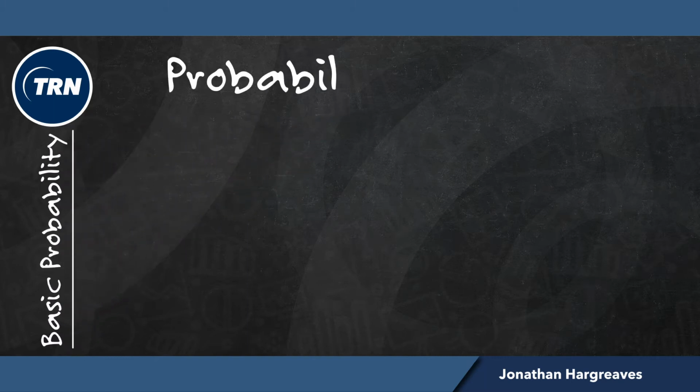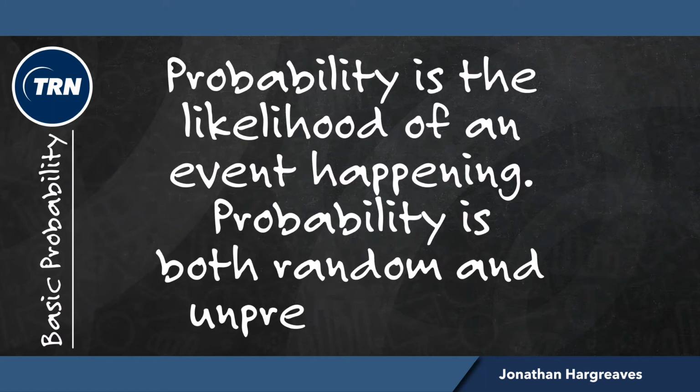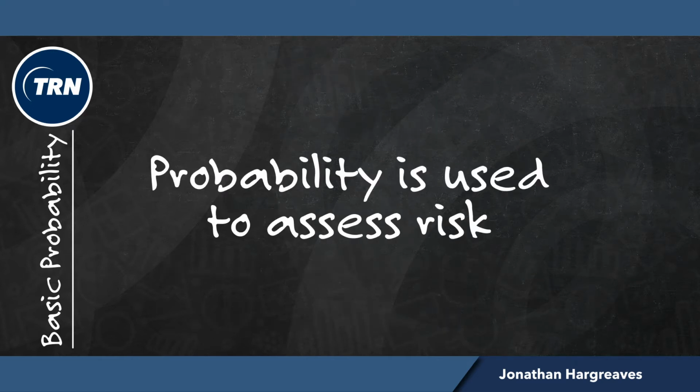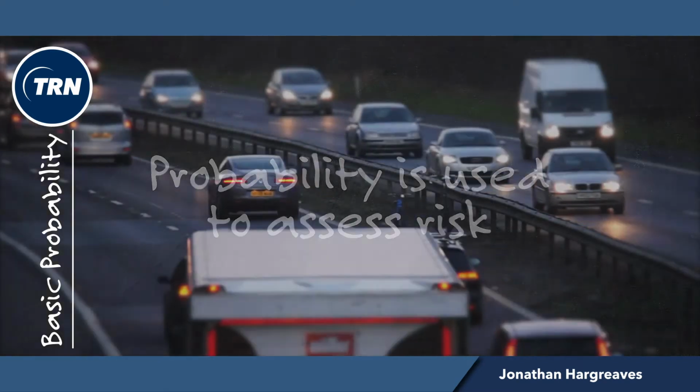Probability is the likelihood of an event happening. Probability is both random and unpredictable. How is it used in society? Well, it's used to assess risk. Let's have a look at how we insure our car.